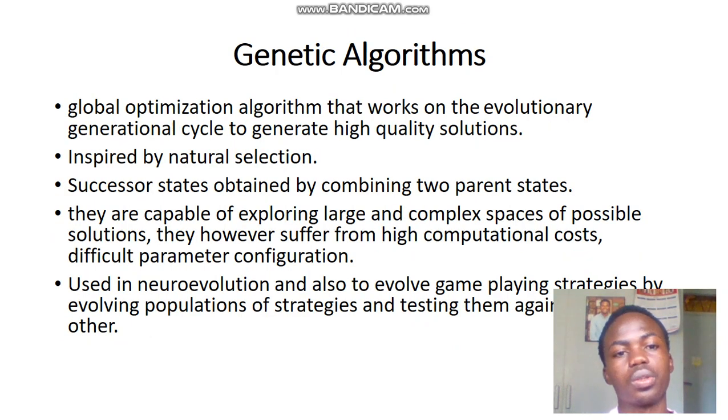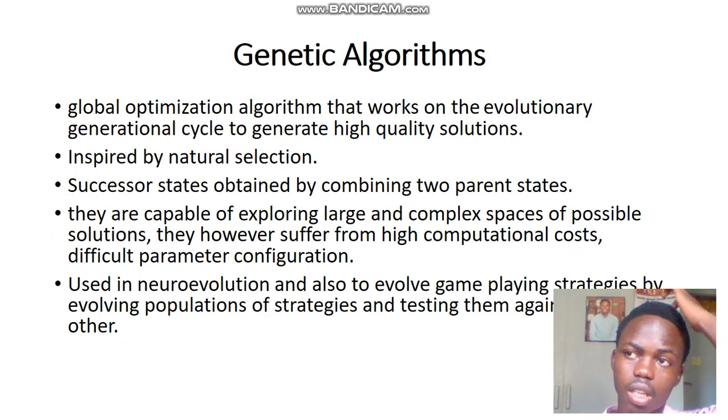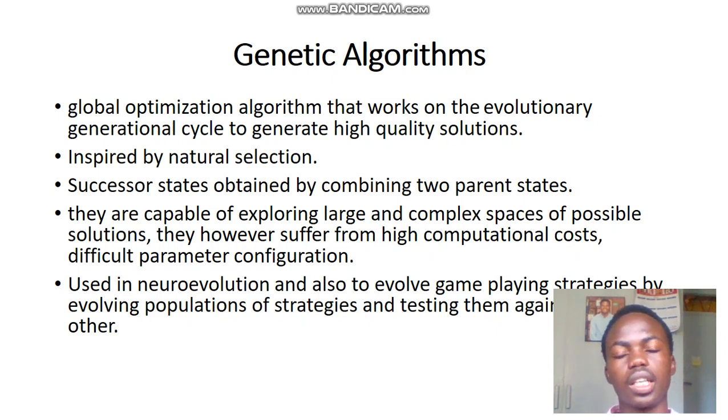You go to genetic algorithms. Genetic algorithms are more evolutionary. They have some kind of natural selection in them, and are used to generate high quality solutions. In genetic algorithms, we have successor states, and these are a result of combining two parent states. For example, I have a solution combined with another, then I can generate a super solution from these solutions. So this is what we call genetic algorithms.